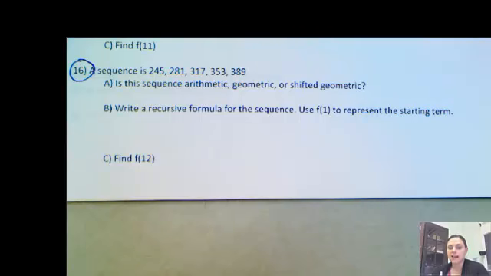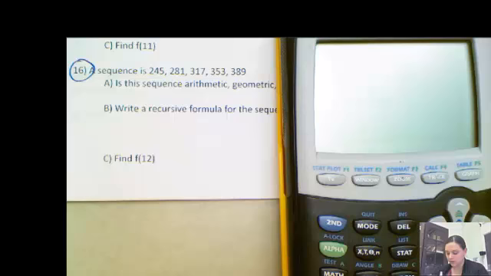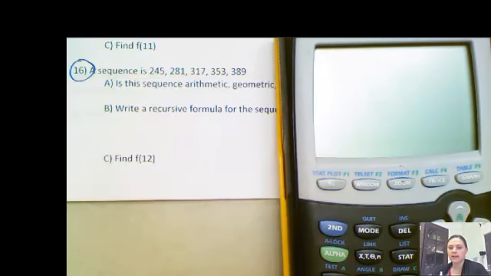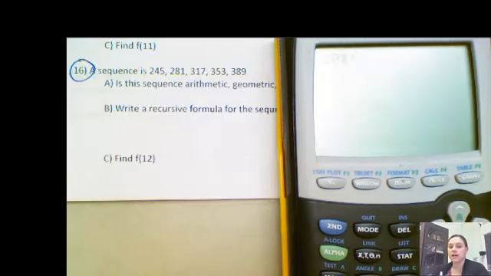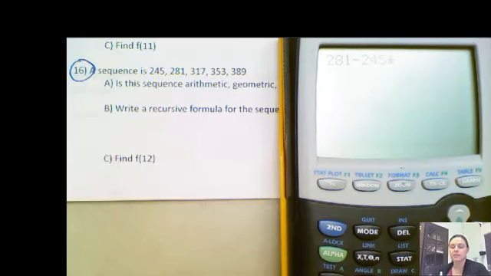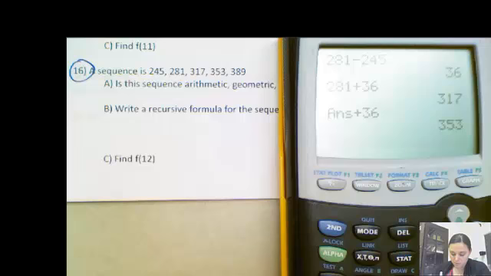To tell which one it is, if you can't tell by simply looking at it, you can use a little bit of trial and error. A lot of times I start with seeing if I can add something on. So if you don't know what you add on to 245, you get 281. Do a little subtracting. 281 minus 245 is 36. And then we just want to check to see if that's going to give us the other numbers in our sequence. So if I take 281, add on 36, I get 317, which is the next number. If I add on 36 again, I get 353. So it looks like we found the correct one there. It's going to be an arithmetic sequence.